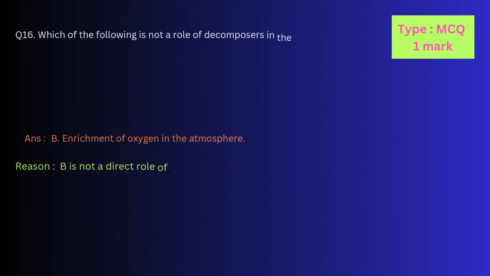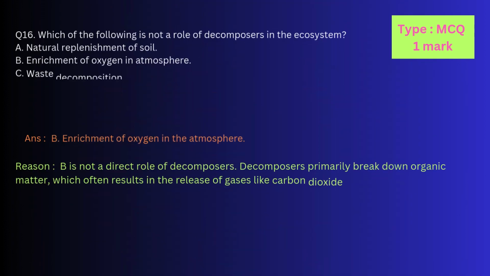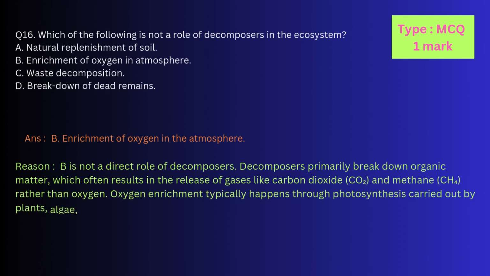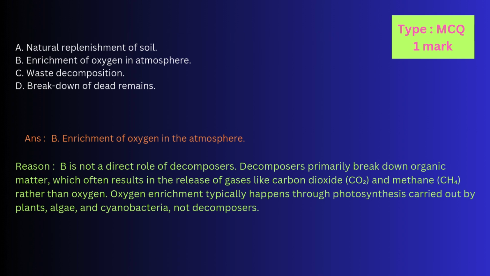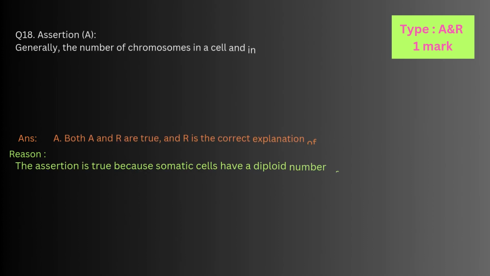Question 16. Which of the following is not a role of decomposers in the ecosystem? A, natural replenishment of soil. B, enrichment of oxygen in atmosphere. C, waste decomposition. And D, breakdown of dead remains. The right answer is enrichment of oxygen in atmosphere, which is option B. That is because B is not the direct role of the decomposers. Decomposers primarily break down organic matter, which often results in the release of gases like carbon dioxide and methane rather than oxygen.